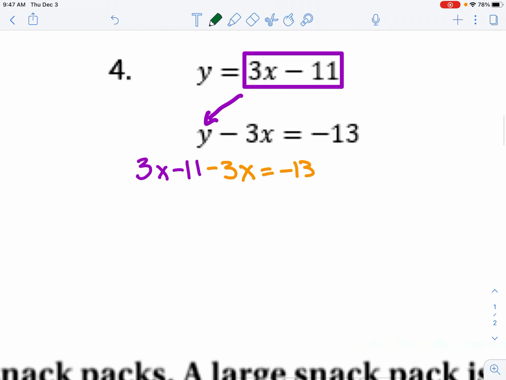Number 4, I did the same thing. I started by plugging it in, and I just moved it down. So this next line was me plugging it in, and I saw that I have a 3x and a -3x. Well, those are going to cancel out. I'm going to be left with that -11 still there, and then -13. And obviously -11 doesn't equal -13, so that's not a true statement, which means this is no solution.